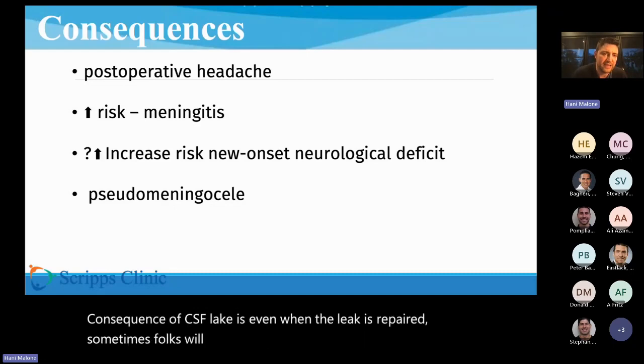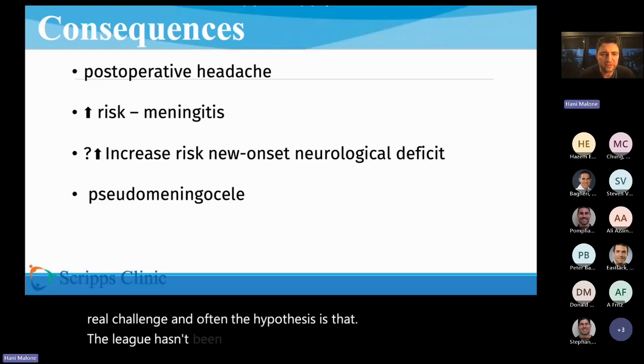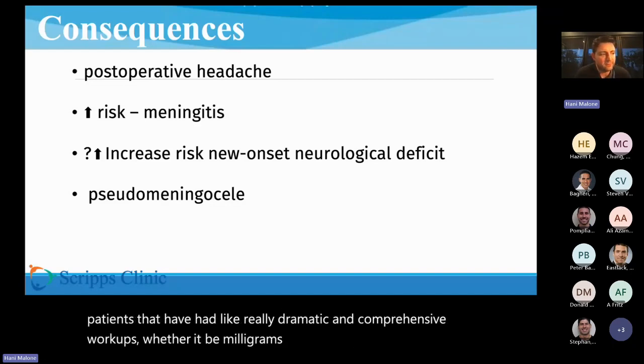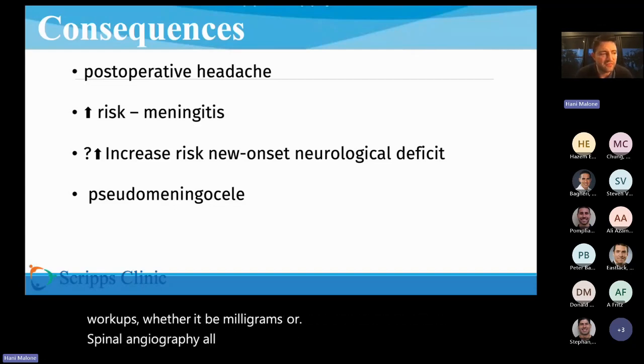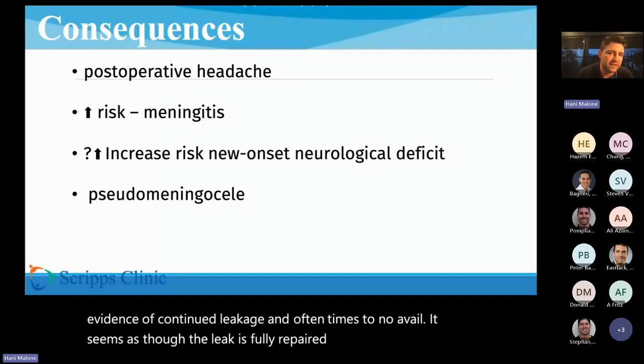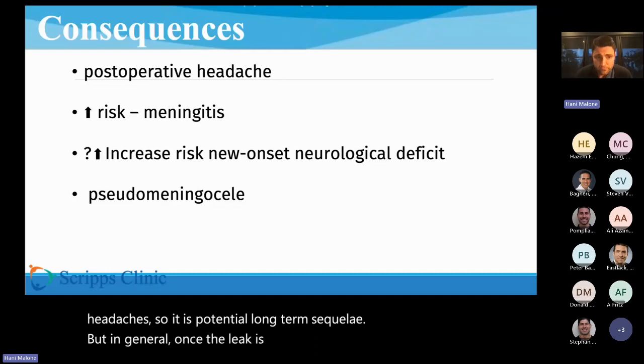One somewhat tragic consequence of CSF leak is that even when the leak is repaired, sometimes folks will have continued headache, and it can be a real challenge. Often the hypothesis is that the leak hasn't been adequately fixed. But I've seen some patients that have had really dramatic and comprehensive workups, whether it be myelograms or spinal angiography, all these different studies to try to find evidence of continued leakage, and oftentimes to no avail. It seems as though the leak is fully repaired, but they do still have headaches. So it is a potential long-term sequela. But in general, once the leak is repaired, the headache improves.